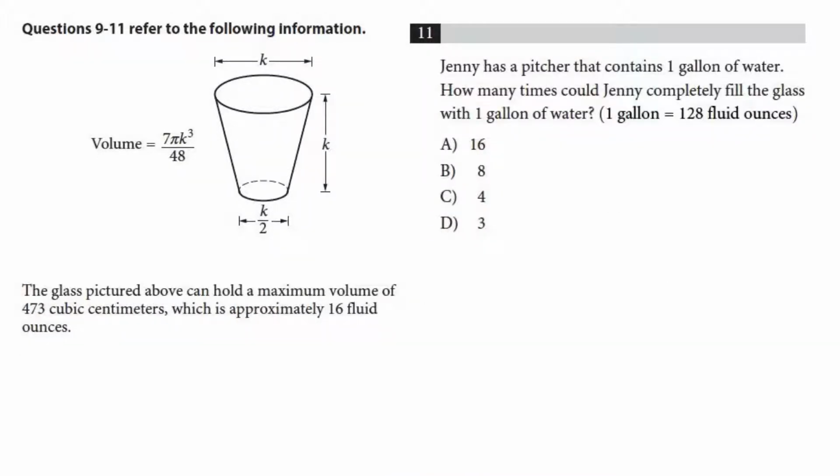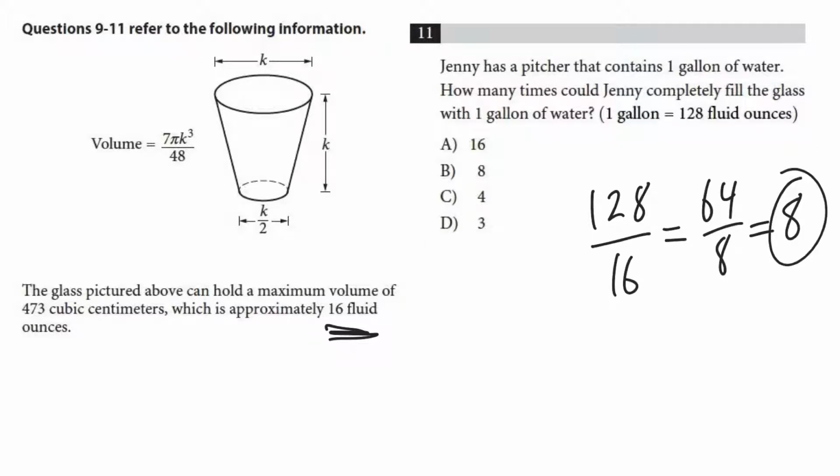Number 11, same situation. Jenny has a pitcher that contains 1 gallon of water. How many times could Jenny completely fill the glass with 1 gallon of water? Okay, well, it says that this is approximately 16 ounces, right? So we just take 1 gallon, which is 128 ounces, divided by 16. So I'm just gonna, let's see, divide by 2. We get 64 over 8. Okay, that's 8 glasses.